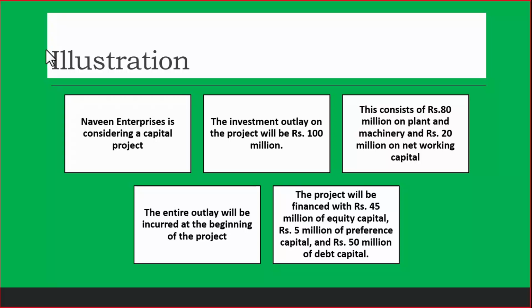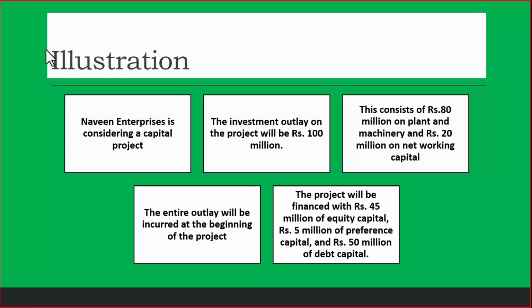So there is a company called Naveen which is considering a new project, which will involve a cost of 100 million. 100 million is equivalent to about 10 crore rupees. This consists of 80 million on plant and machinery and 20 million on net working capital.